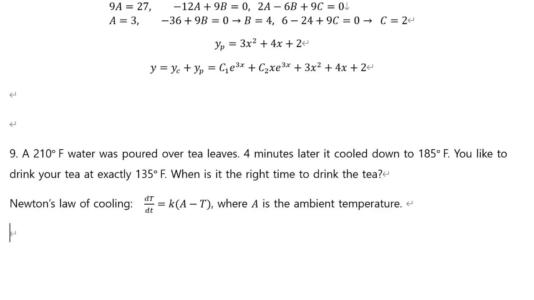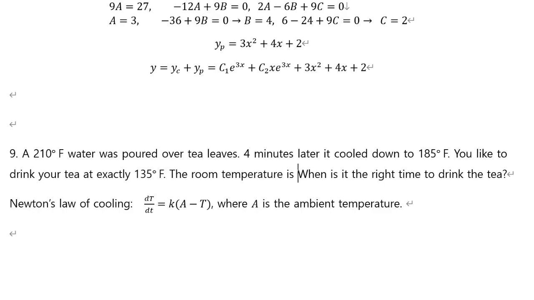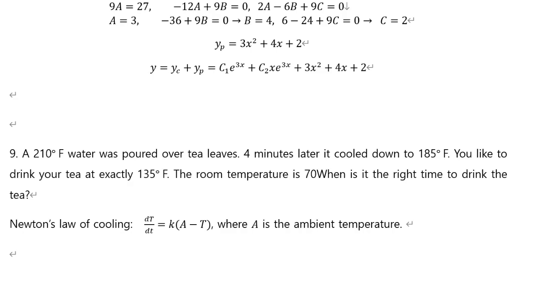What are we doing? Oh, I forgot to do something. The room temperature is, let's say, usually 70 degrees Fahrenheit is a common room temperature, right? So yeah, without this information we can't solve this, okay? So the room temperature is 70 degrees Fahrenheit. When is it the right time to drink the tea? Okay, so if we go by that, A would be 70. Sorry about that, I forgot to include this information.